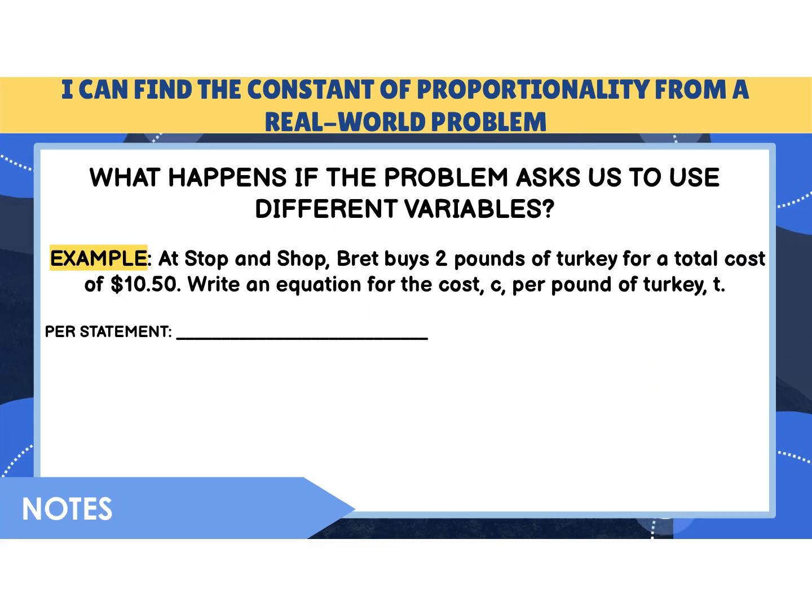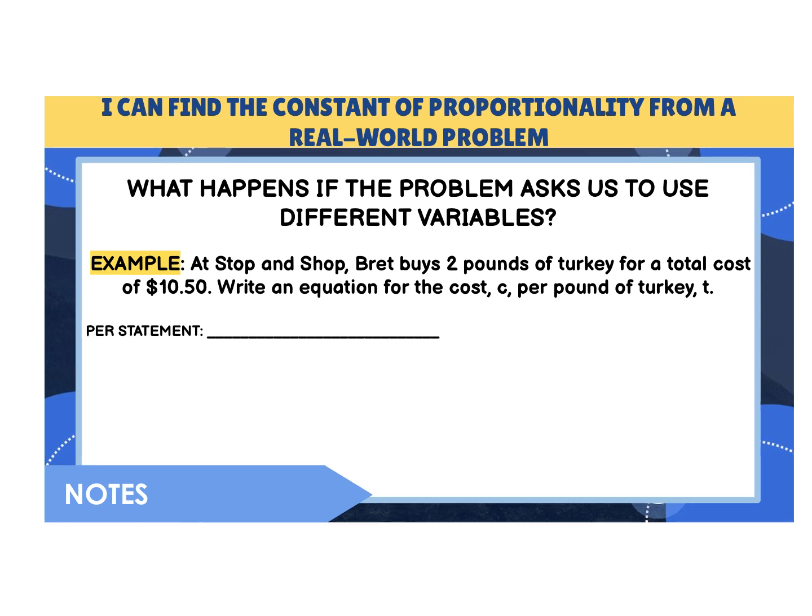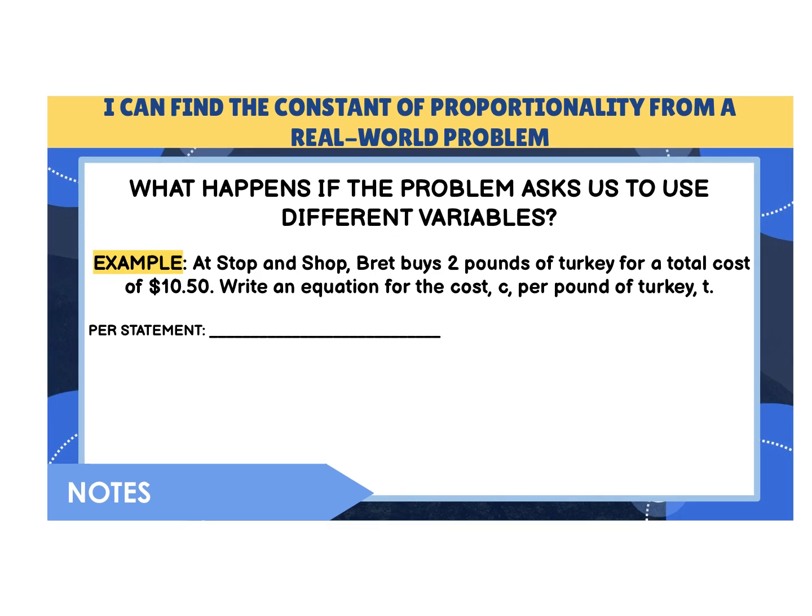So what happens if the problem asks us to use different variables? For example, at Stop and Shop, Brett buys 2 pounds of turkey for a total cost of $10.50. Write an equation for the cost C per pound of turkey T. Well, our per statement is going to be the same, cost per pound, where C is used for the cost and T is for pound of turkey.